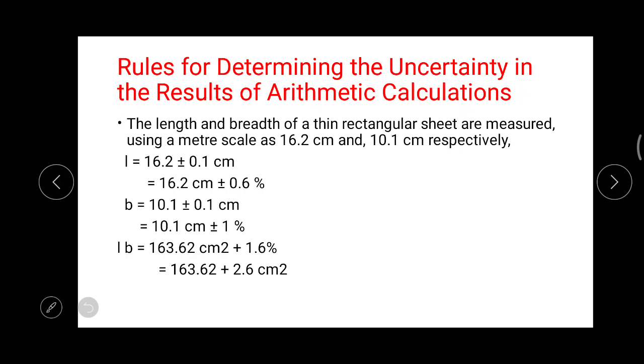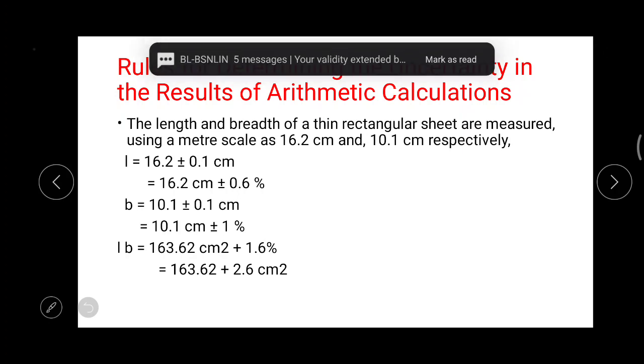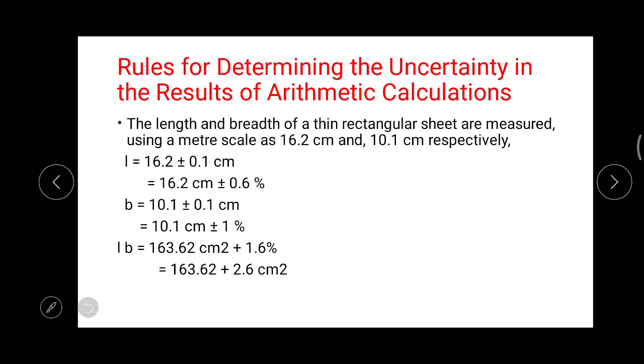So here it is a meter scale. For a meter scale, the least count is 1 millimeter, that is 0.1 centimeter. So the length can be represented as 16.2 plus or minus 0.1 centimeter. Now we are going to find the area, that means length into breadth. For finding the total error, we have to consider the relative error. Hence we are finding the relative error and percentage error.